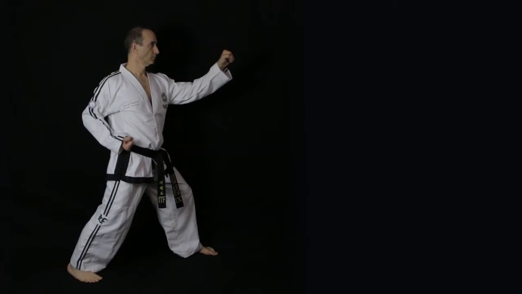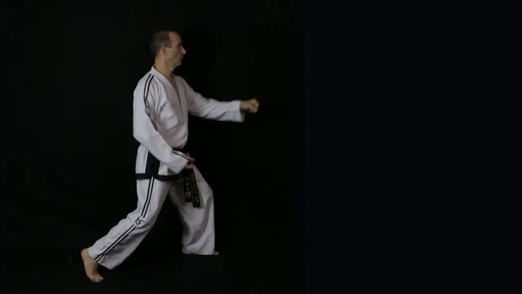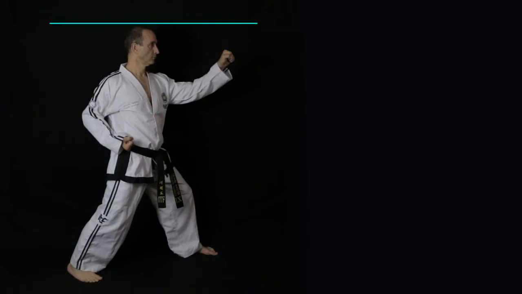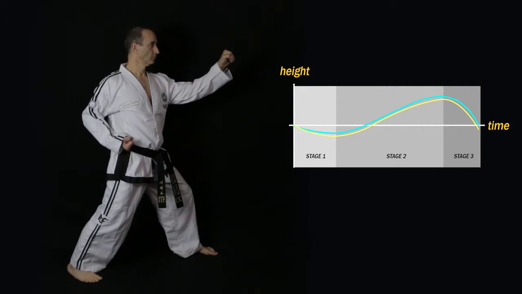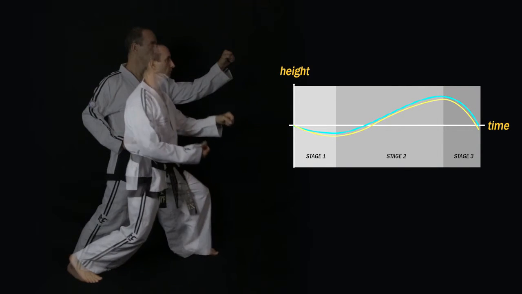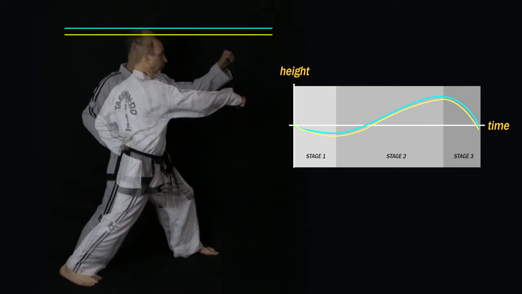But in some cases, for example the second movement in Dosan-tul, the body will drop slightly more because the body goes from a half-facing position to a full-facing position. And as I explained in the previous video, the body will be slightly lower in a full-facing position compared to a half-facing position.